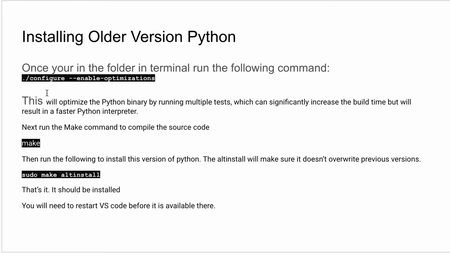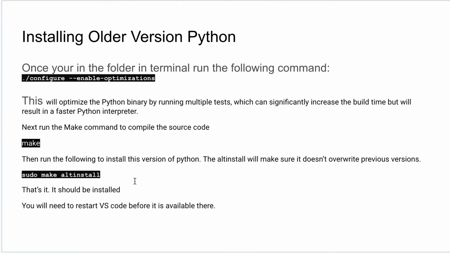./configure --enable-optimizations, which does exactly what it says. It gets ready for installation and optimizes it so that that version of Python should run faster. Next, you're going to put in the command make. Each of these might take a couple minutes to run, just so you're aware. And then lastly, you're going to put in sudo make altinstall.